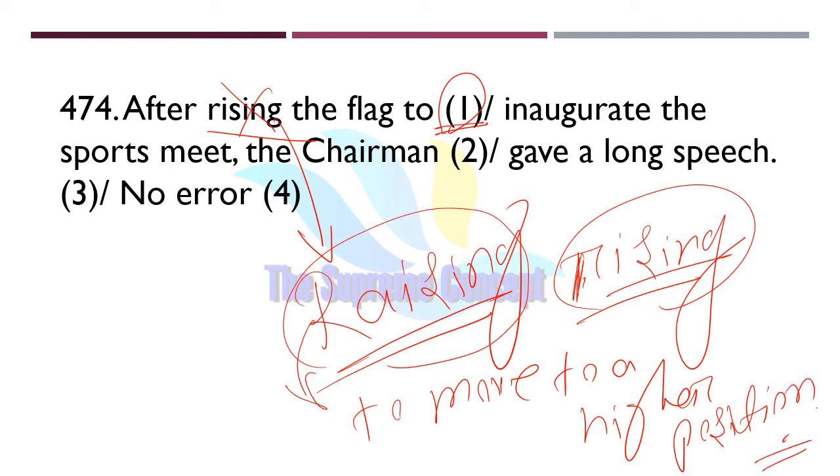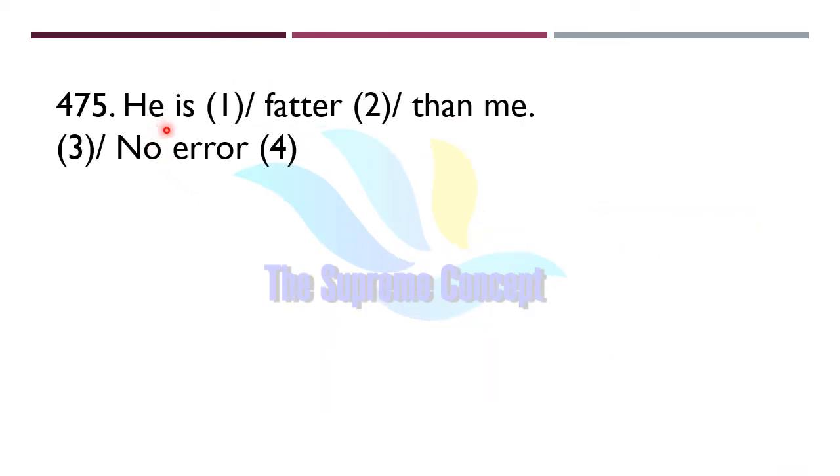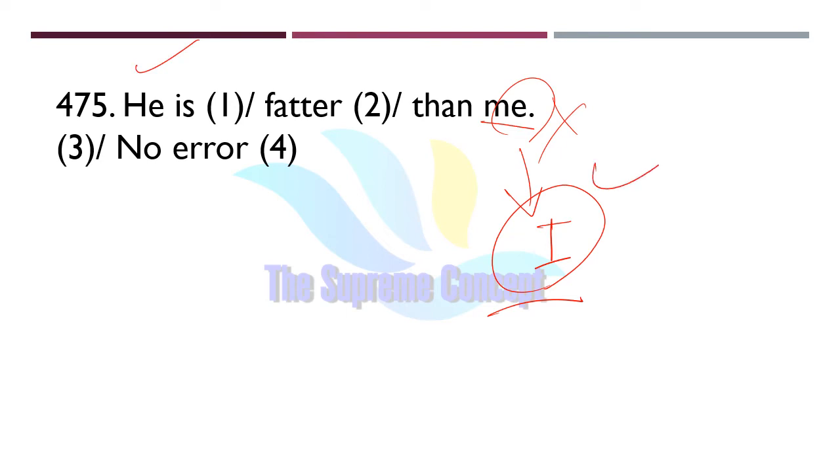So here we will use raising. He is fatter than me. Now just mark your answer. Yes, so here as you can see we cannot use me, the objective form. Instead of me we will use I, the subjective form, because we are comparing in the subjective case here. So "he and me" is wrong. He is a subjective case, so we will use I here. He is fatter than I.